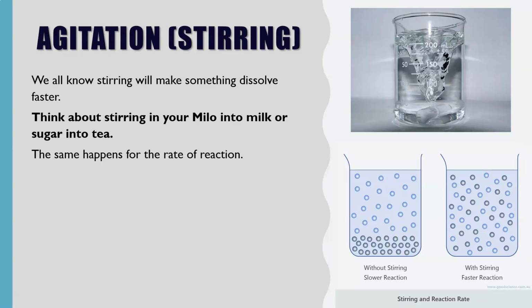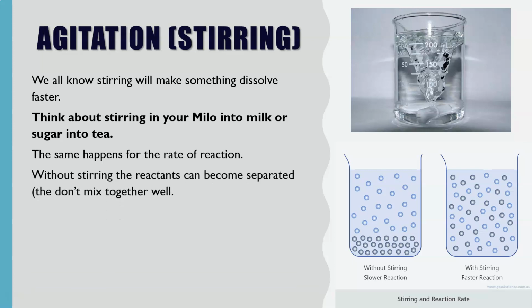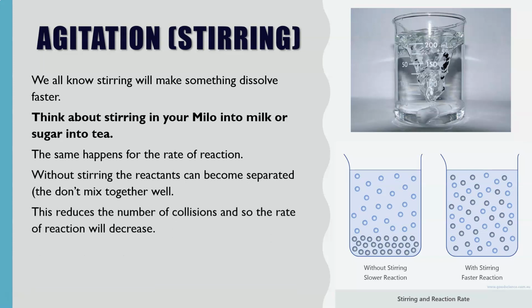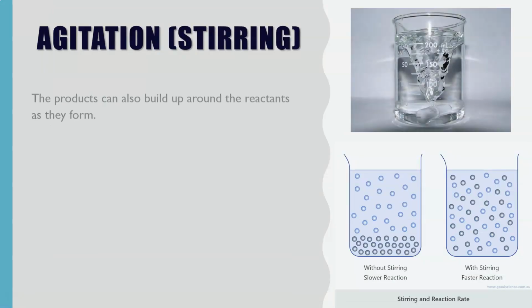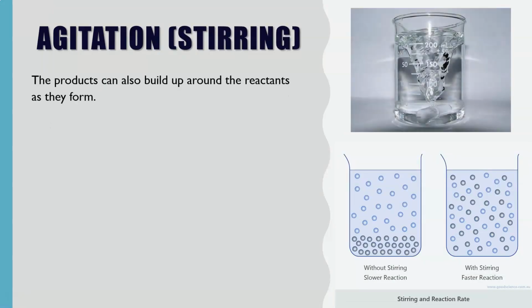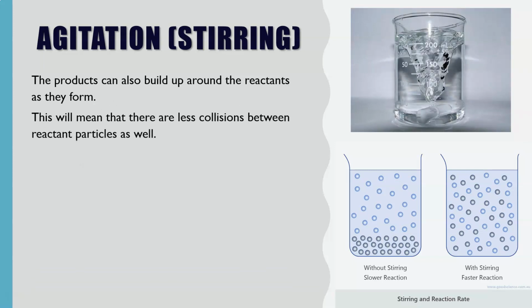The same happens if you're causing a reaction to occur. So the same happens for a rate of reaction. Without stirring the reactants, they'll become separated, they don't mix well together. This then reduces the number of collisions, so the rate of reaction will decrease. The products can also build up around the reactants as they form. This will mean there is less collisions between the reactant particles as well.